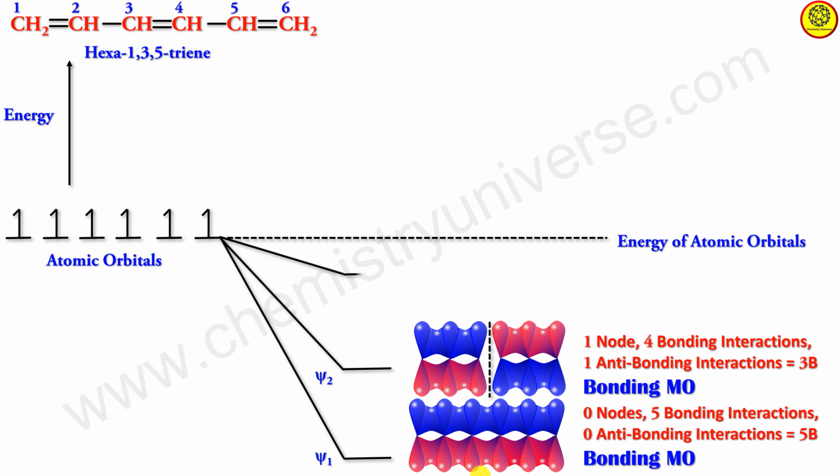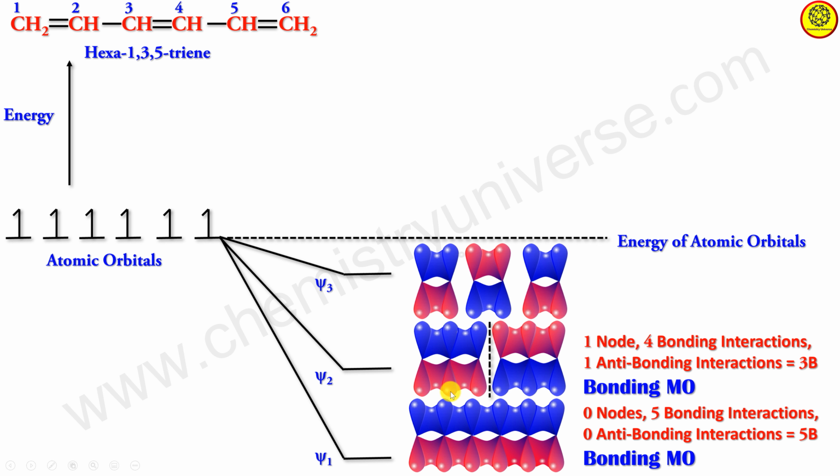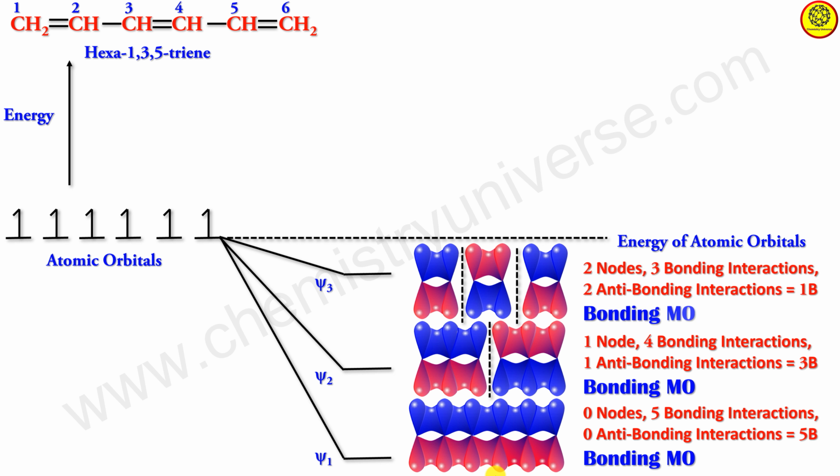Now let's look at psi 3. This looks like this. Bonding 1, bonding 2, bonding 3. How many nodes? 2 of them. And these are anti-bonding interactions as well. So 3 bonding and 2 anti-bonding, effectively I still get 1 bonding. So that's why we call it a bonding MO. 2 nodes, 3 bonding interactions, 2 anti-bonding and 1 bonding is the net value.